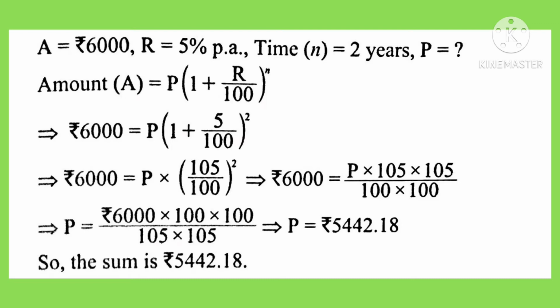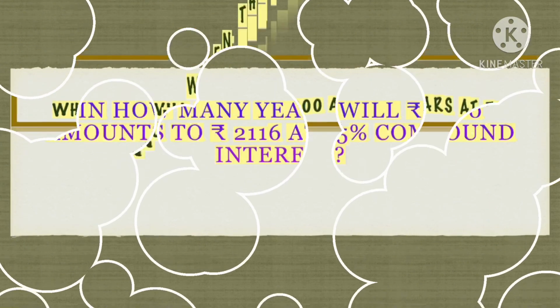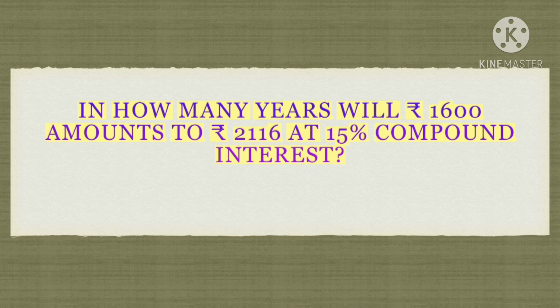We will get 6,000 equal to P into 1 plus 5 upon 100 raised to power 2. After solution, we will get P into 105 upon 100 two times. So shifting all the numbers, we will get P is equal to 6,000 into 100 into 100 upon 105 into 105. And after solution, we will get 5,442.18. So the sum is 5,442.18 rupees.